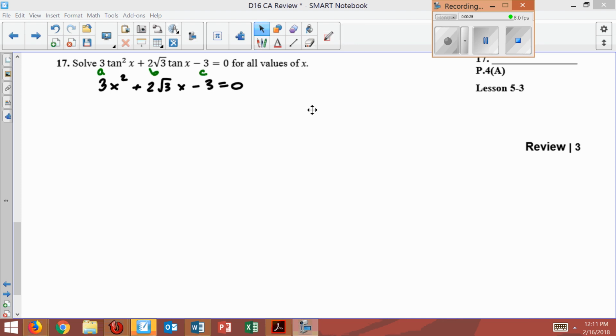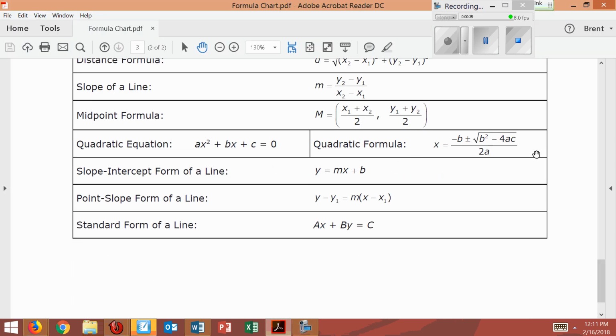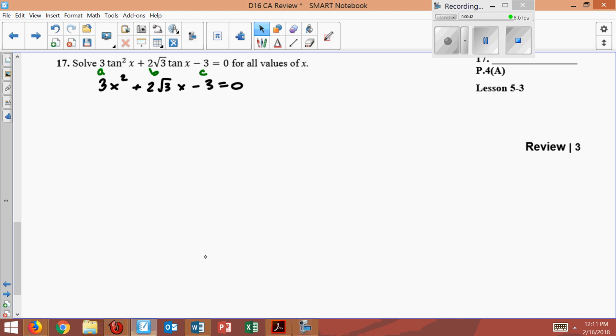And there's also another method. If you just use your formula chart, you can use the quadratic formula. I'm sure you've learned this in Algebra 2. This could also solve for x, once you've labeled A, B, and C, by just plugging into this formula here. And we can get x values. But I'm going to use the x method because this one has a slight trick to it.